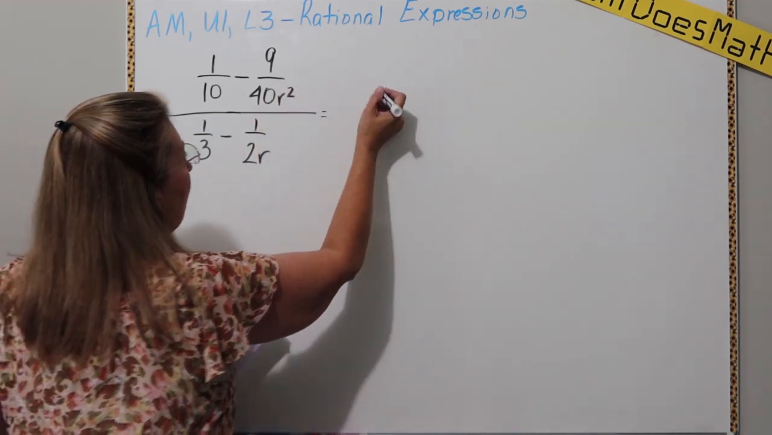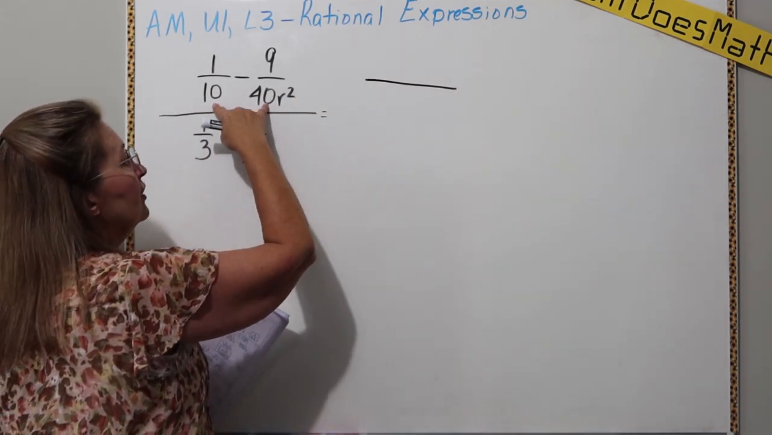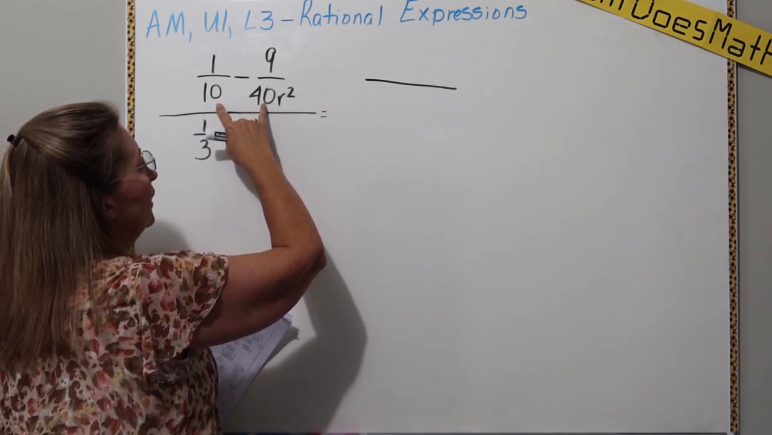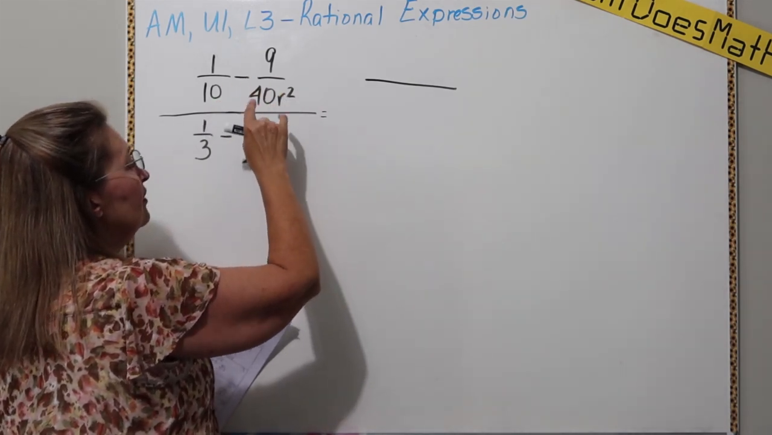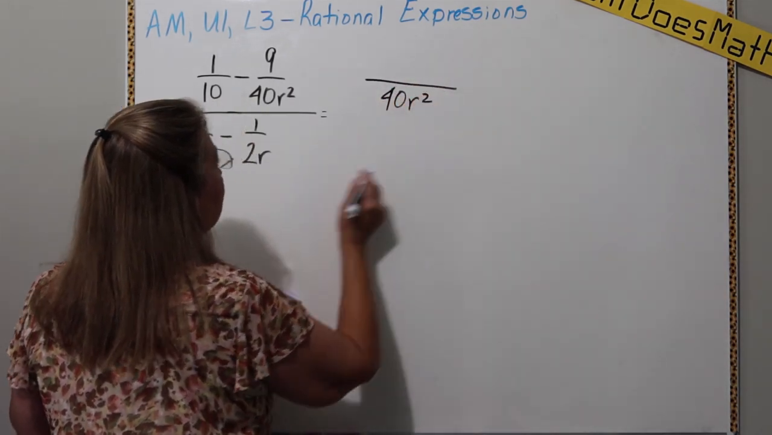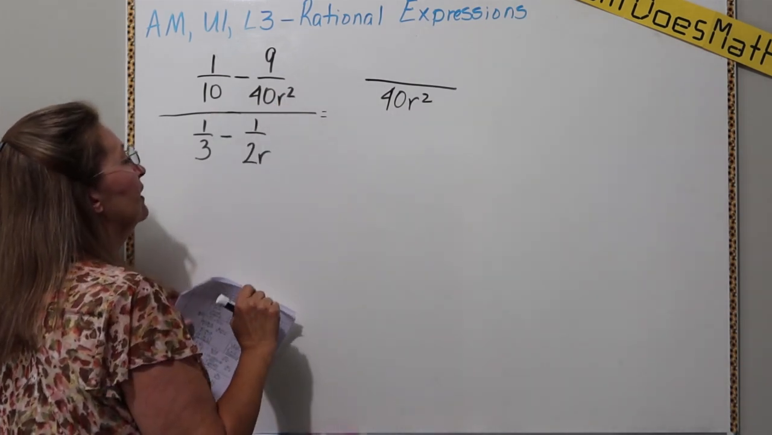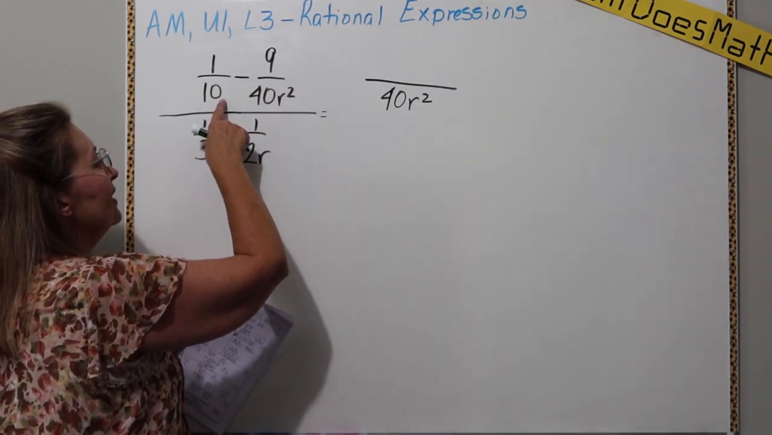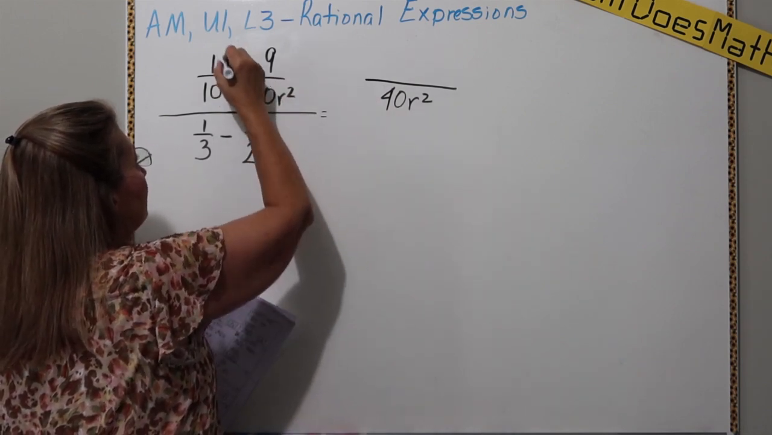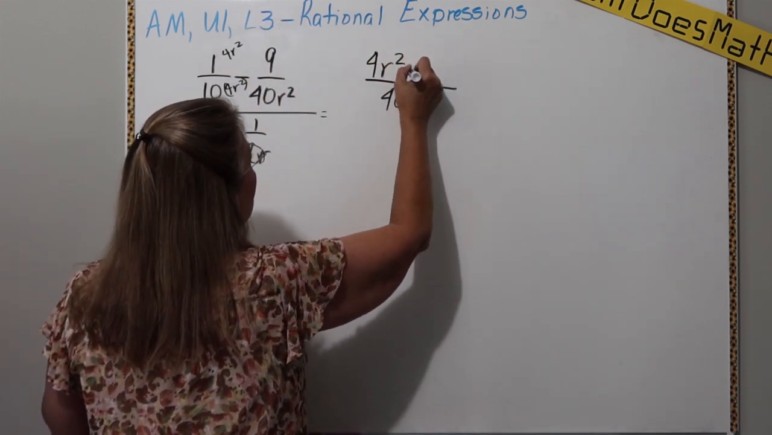So let's look at our top numerator here. And let's look at the denominators of the numerator. What's going to be my common denominator between 10 and 40? What's the smallest number that both of these will go into? Well, 40 r squared, because this is the largest thing and it has to go into it. Now 10 will go into that. So now you ask yourself, what did you multiply 10 by to get this new thing? Well, you multiplied it by 4r squared. So you have to multiply your top by 4r squared, which is just a 1.